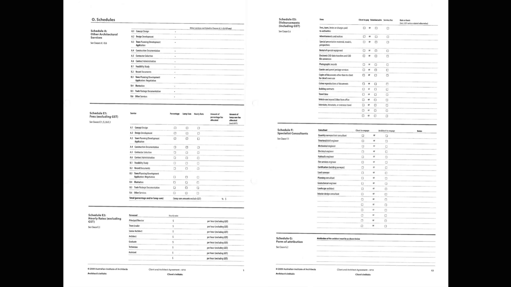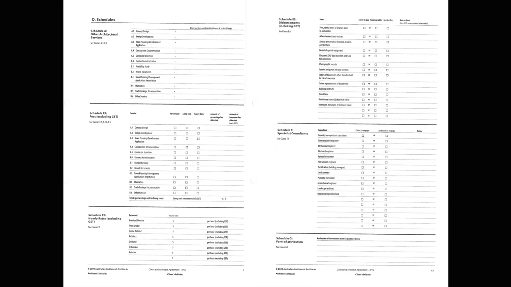So when the client pays, it just means that the architect passes on the invoice for whatever incidental is needed. It could be printing drawings, it could be airfares, and so on and so forth. It could be rental of special equipment, and the client will pay it directly.